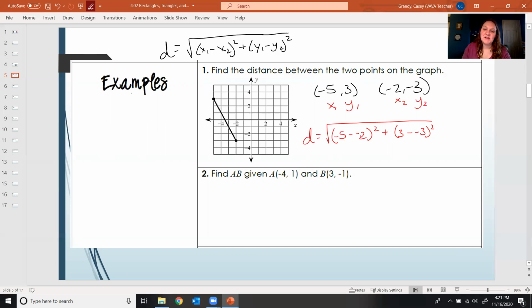You should recognize that subtracting a negative is the same as plus. So this is really -5 plus 2 squared plus -3 minus -3 is really 3 plus 3 squared. And then you're going to evaluate what's in the parentheses there. Okay, so I got the square root. -5 plus 2 is -3. A -3 squared is a +9. 3 plus 3 is 6. 6 squared is 36. So this is the square root of 45.